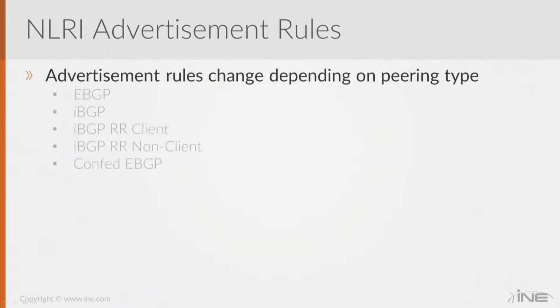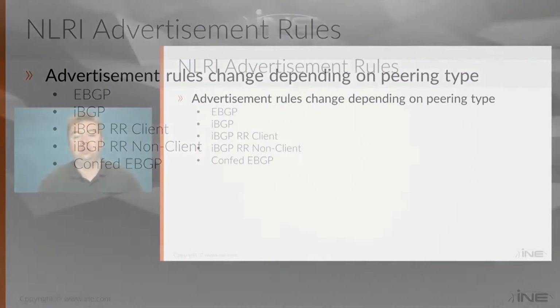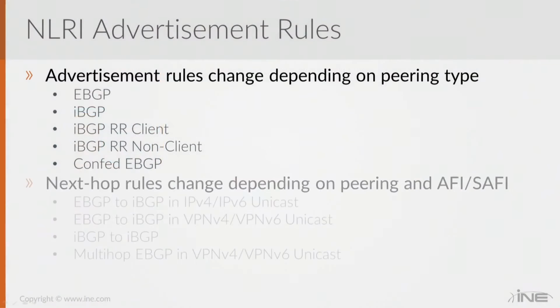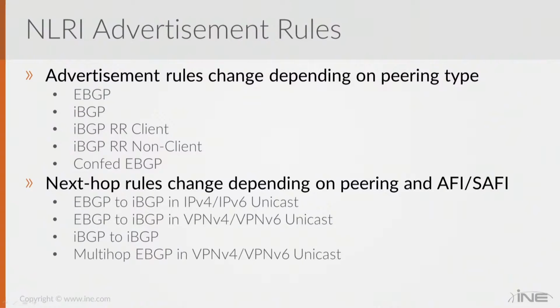And what I mean by this is that the advertisement rules of the actual updates change depending on what type of peer that you have, whether it's an eBGP peer versus an iBGP peer, if your IBGP route reflector is a client versus a non-client. And then beyond this, the next hop processing rules are going to change depending on what type of peer that we have and also depending on what type of address family.